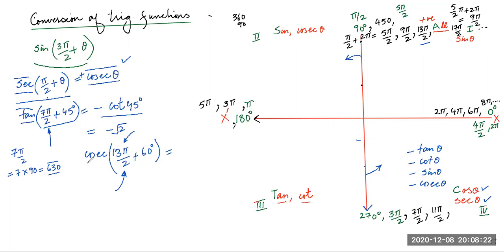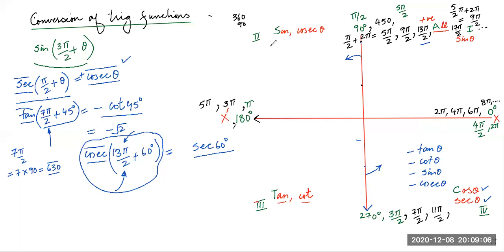So students, cosecant will be converted to what? Remove the co, secant. Yes, it will be secant 60 degree. But I don't know if it is positive or negative. So I will see in which quadrant this angle will lie. Yes, Ishma, cosecant 13 pi by 2 plus 60 will lie in which quadrant? Second quadrant. So it will be positive or negative?